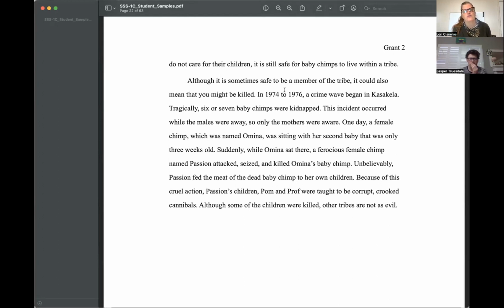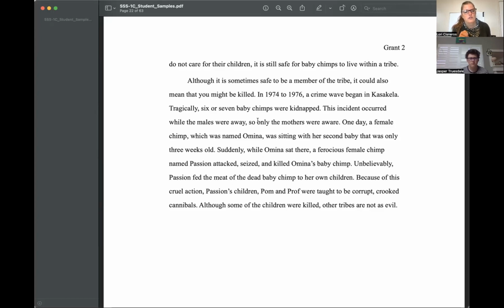Although it is sometimes safe to be a member of the tribe, it could also mean that you might be killed. In 1974 to 1976, a crime wave began in Kasekela. Tragically, 6 or 7 baby chimps were kidnapped. This incident occurred while the males were away, so only the mothers were aware. One day, a female chimp who was named Omina was sitting with her second baby that was only 3 weeks old. Suddenly, while Omina sat there, a furious female chimp named Passion attacked, seized, and killed Omina's baby chimp.